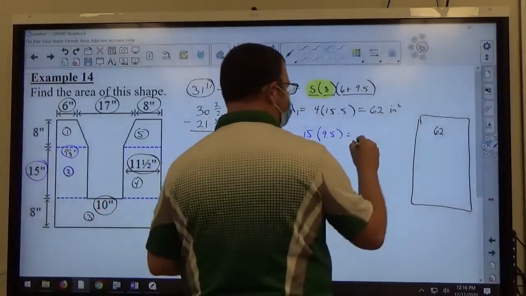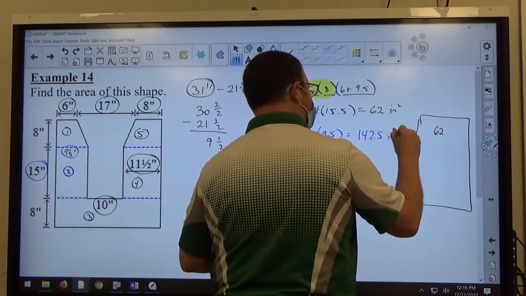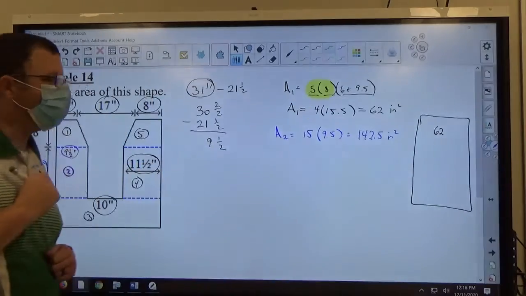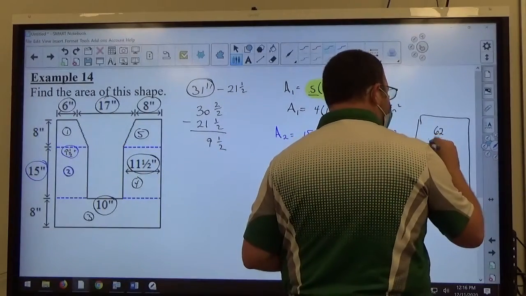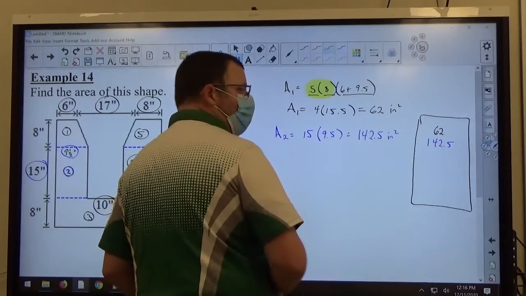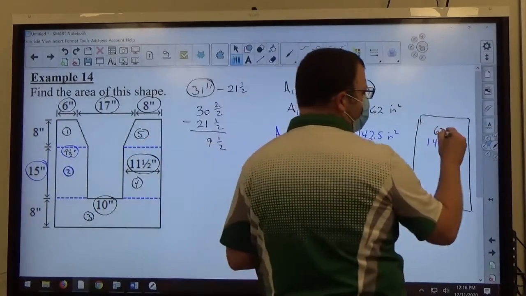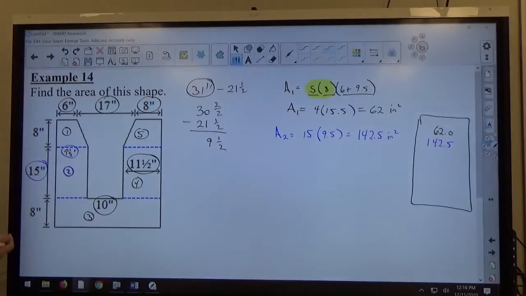142.5. And feel free to use a calculator as necessary to calculate 142.5. And as I list these, the fact that I have a decimal in that one, I don't have a decimal in the top one, maybe I'm going to put 0.0 just to create that decimal place to really line the objects up.